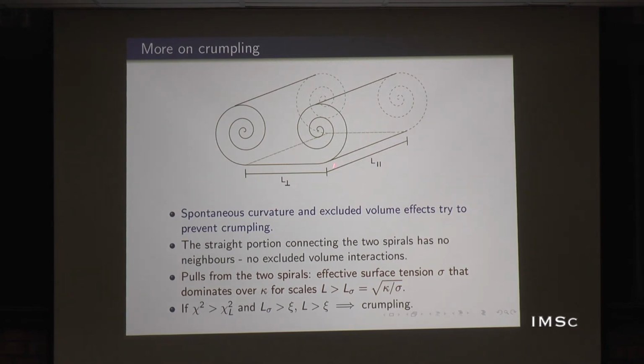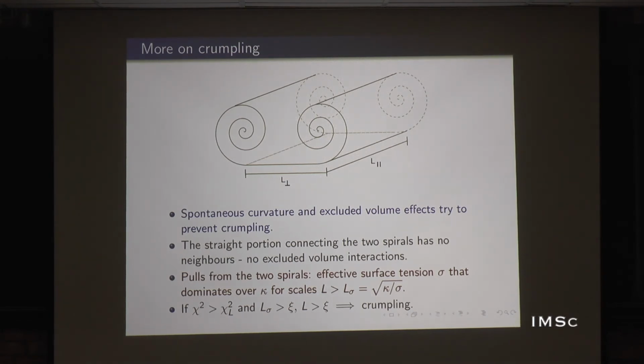Okay. So, now you see that this is the shape. There is a straight part and there are two spirals. The straight portion here has no neighbor, these have neighbors, so they are subject to excluded volume interactions. This has no neighbor, so it is not subject to any excluded volume interaction. So it can easily crumple, but then there is another issue.